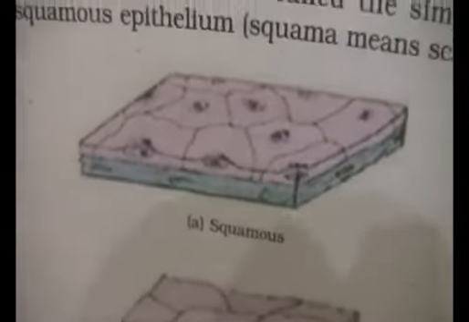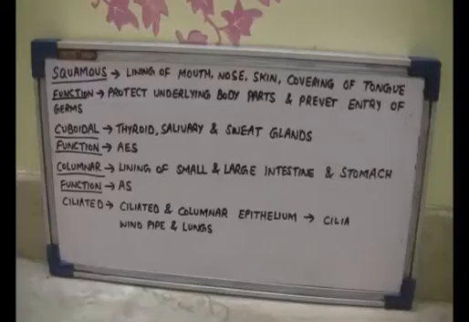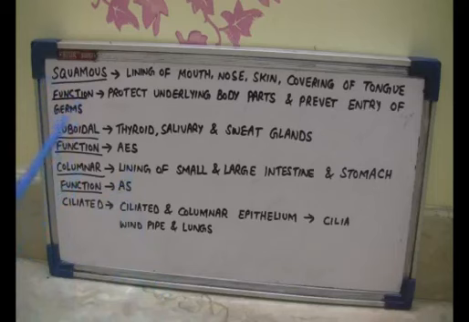See, these are the squamous tissues. This is a diagram of squamous tissues, and these are arranged in layers. The next one is cuboidal tissues. The cuboidal tissues are found in the thyroid, salivary and sweat glands, and their function is AES. AES means, students, A for absorption, E for excretion and S for secretion.